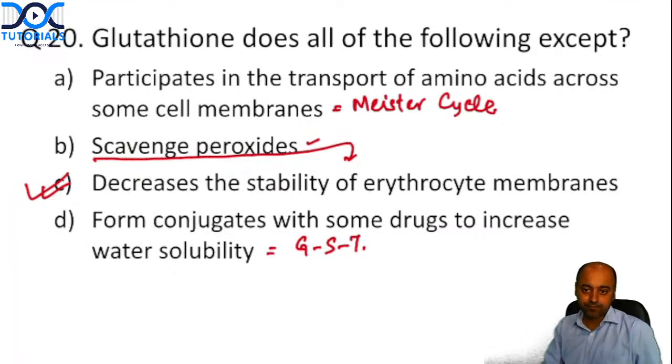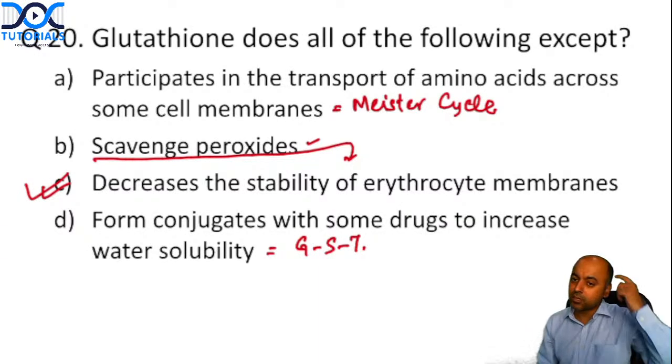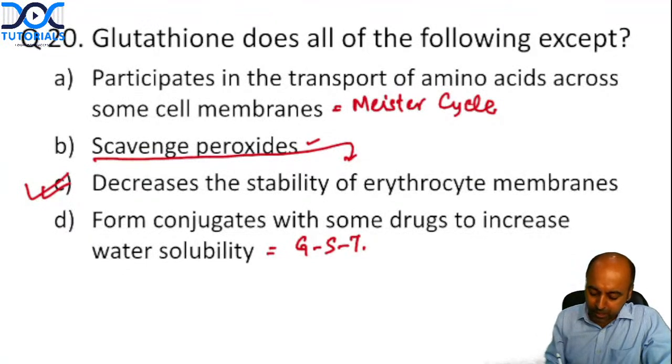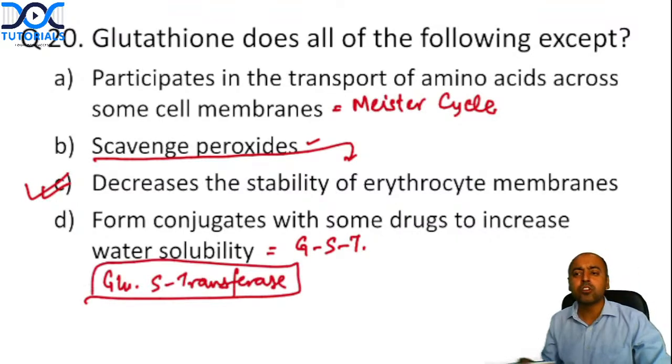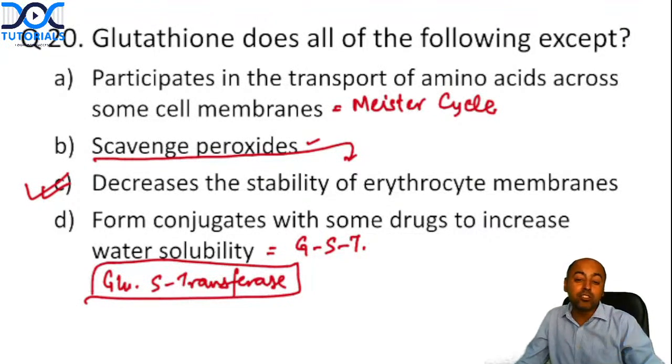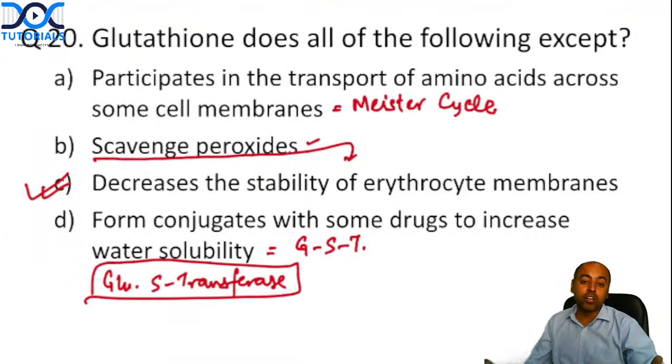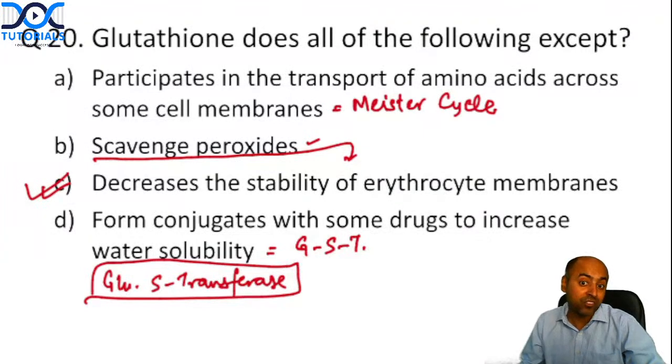Okay. The formation of conjugate with some drugs to increase water solubility is done by the glutathione S transferase. This is a very important xenobiotic metabolism. About 8 different families of this enzyme are present in our body, having a lot of polymorphic variants.